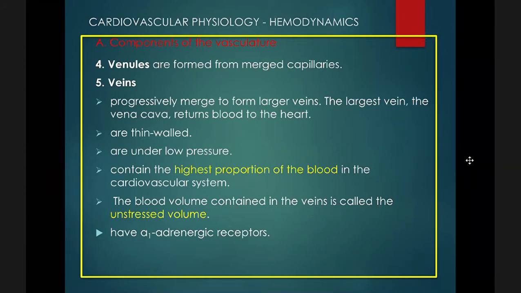And when you have volume overload in the lungs, pag nagko-congest yung pasyente, these veins can vasodilate and somehow contain the blood in the veins to decrease the venous return, to somehow alleviate the congestion. So they hold the highest proportion of blood in the veins.